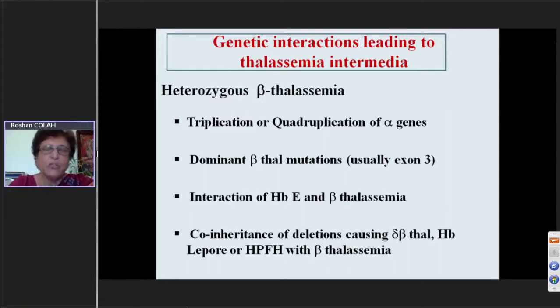who are generally asymptomatic can also sometimes present as thalassemia intermedias, and often this is because of extra alpha genes. Sometimes due to presence of a single mutation but a dominant mutation which is present usually in the 3rd exon of the beta globin gene. They have a very wide clinical spectrum, so they could be mild, they could be severe. And if you co-inherit deletions for delta beta, hemoglobin Lepore, or HPFH with beta thalassemia, again they have a wide spectrum.